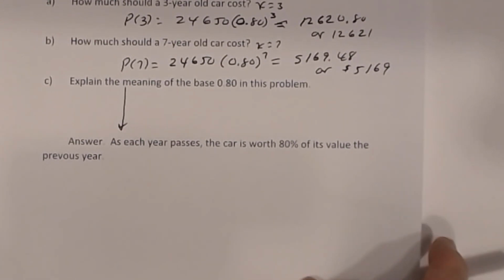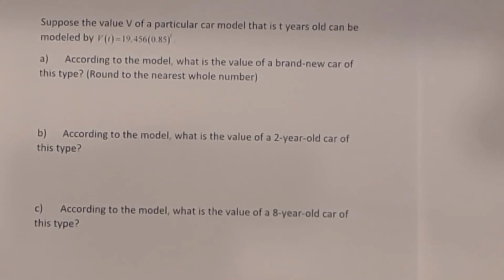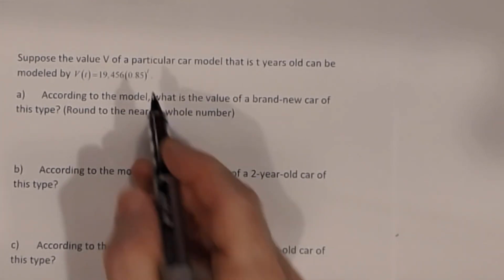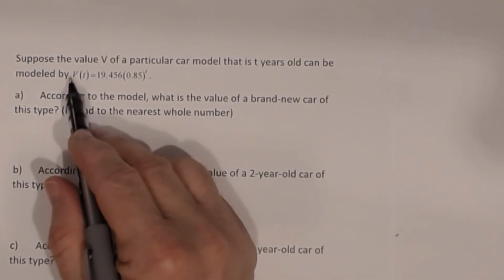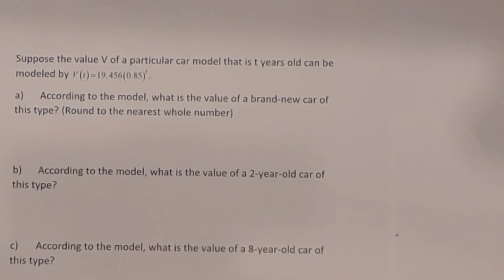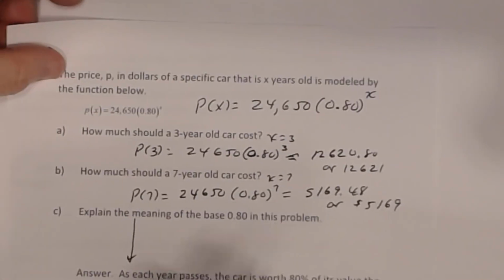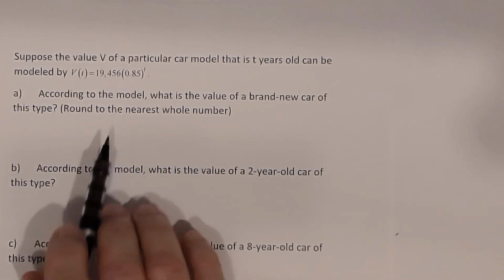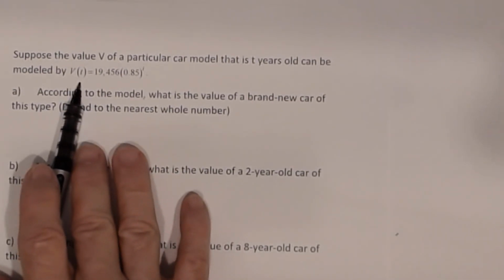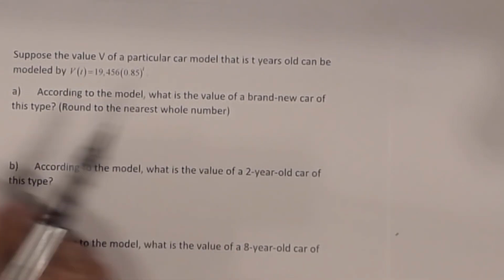Okay, so that was number 6. Let's look at number 7. So number 7 is the same idea. You're dealing with a car, except the variable is a little bit different in this case. Instead of P for price in the previous problem, they're just calling this V here, value.